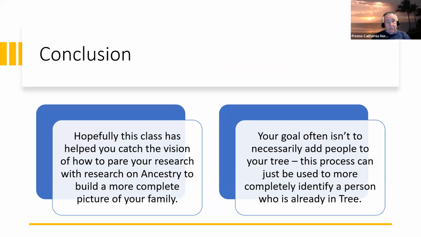So in conclusion, hopefully this class has helped you catch a vision of how you compare your research on FamilySearch with the research in Ancestry and build a more complete picture of your family. And remember, your goals ought always just to add new people to tree. Part of this process can be to identify the people, and if they're not in the right families, bring them together so that the families are more complete, more accurate.